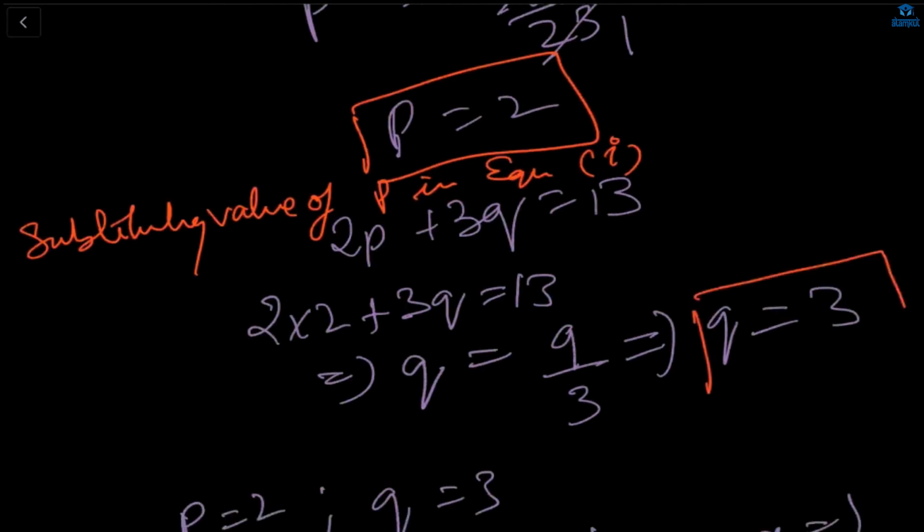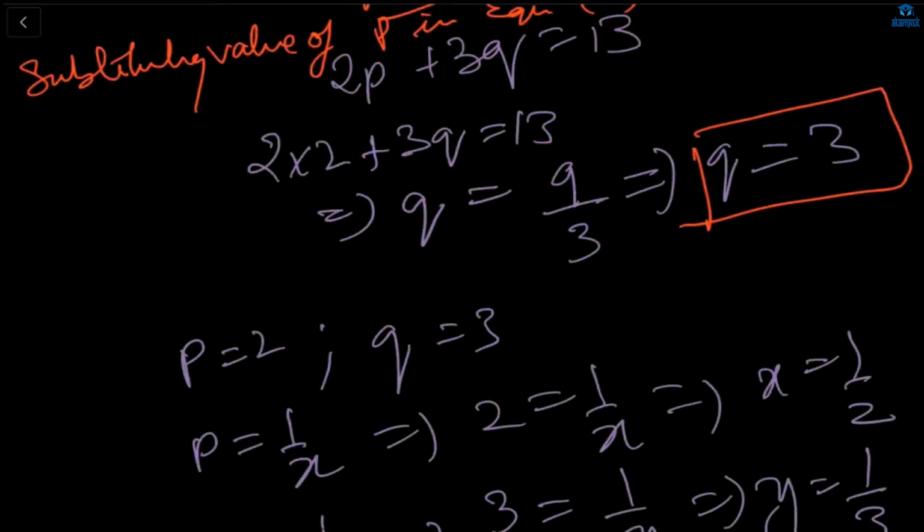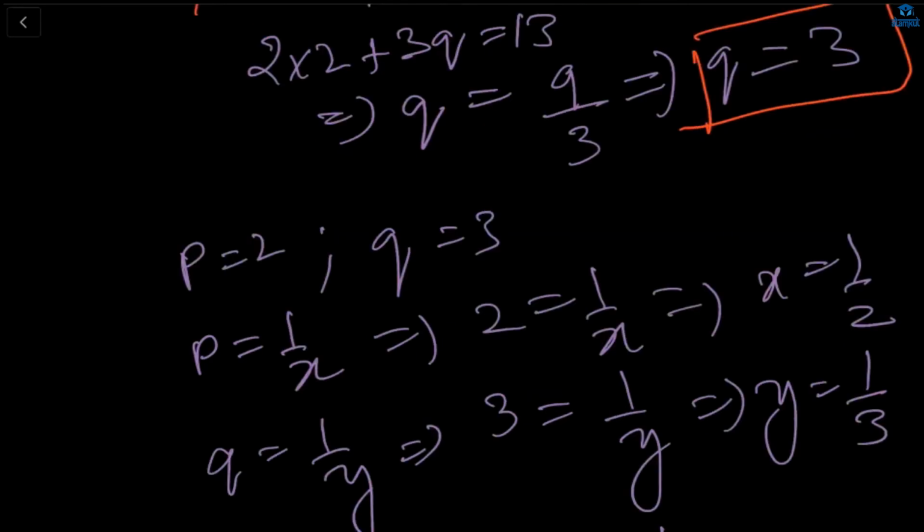Okay, now we have got the value of p and q, but we need to find the value of x and y. But what is the value of x? We have assumed p is equal to 1 upon x. So x will be equal to 1 upon p. So x will be equal to 1 upon 2.